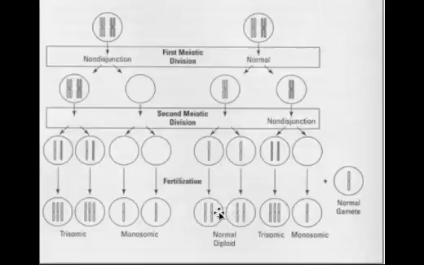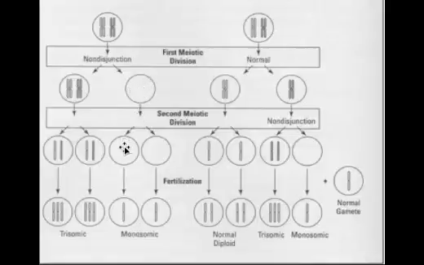Now let's look at what happens if we have non-disjunction in the first meiotic division. In this case, we have failure of homologous chromosomes to separate during meiosis 1. So this daughter cell has an excess chromosome in it. This daughter cell has no chromosome in it for this particular pair. Now, if we only had one pair of chromosomes, then this would never develop. But the assumption is that we're talking about humans. There are 22 other pairs of chromosomes, so the loss of a particular chromosome, in other words the monosomic condition, is not necessarily fatal in terms of embryonic development.